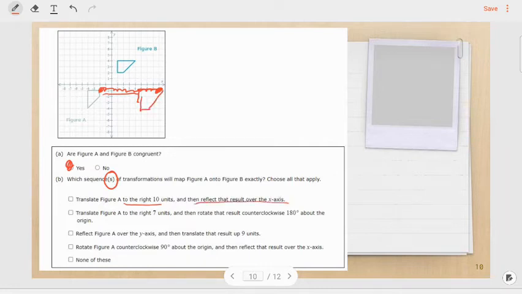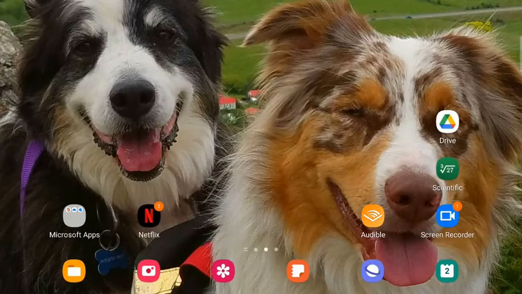And then it says, and then reflect it over the x-axis. Well, if I reflect it, it's not even going to be in that right shape. So gone. Okay, next option is to translate it only 7 units. So moving it 1, 2, 3, 4, 5, 6, 7 units. So it's right here.